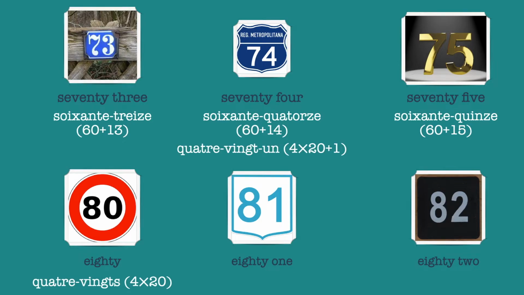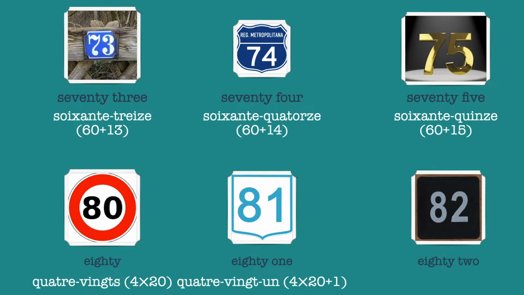For number 81, you have to make 4 times 20 plus 1, and you can also see that there is no S like in the previous one, because 80 is followed by another number. 81. About 82, it's the same as previously, 4 times 20 plus 2. 82. It remains the same for the numbers up to 89.